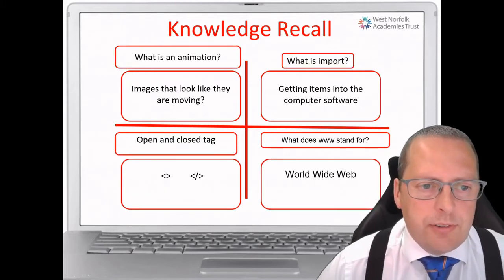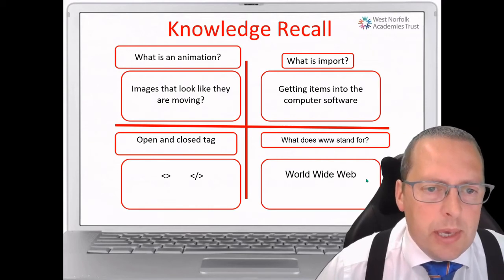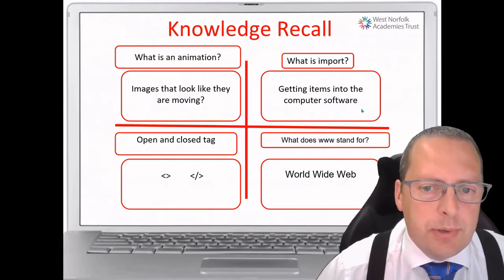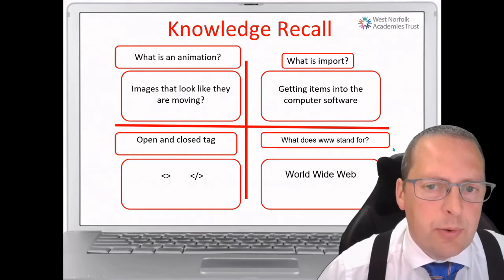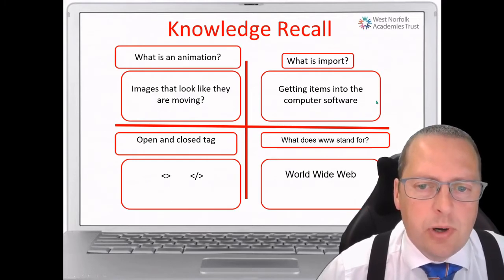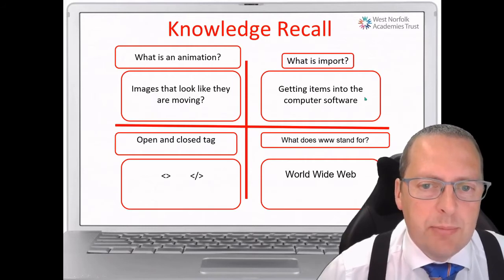Look at the answers you've got. An animation is images that look like they are moving. Import is getting items into the computer software. I'm going to be doing a little bit of this today. We'll be importing elements into our software that we're going to use to create a movie.